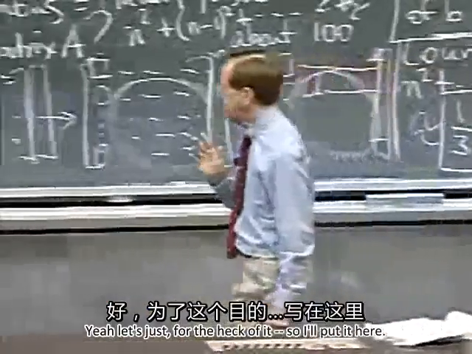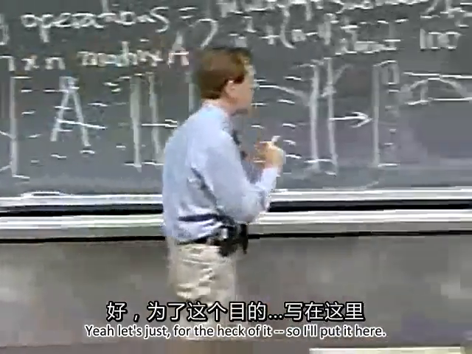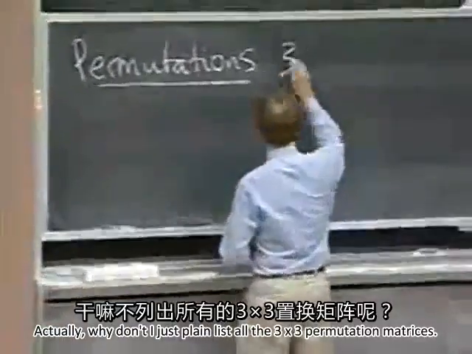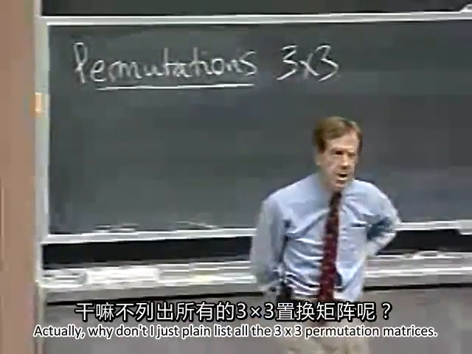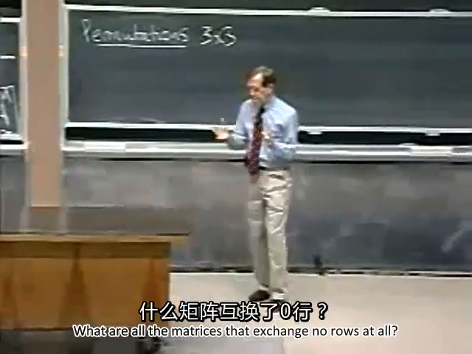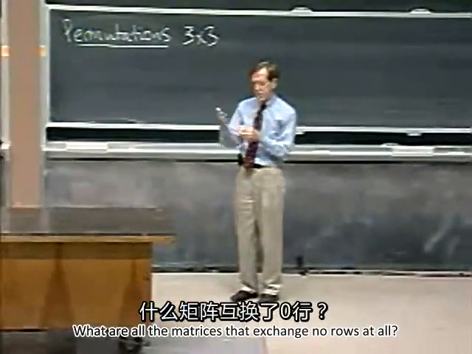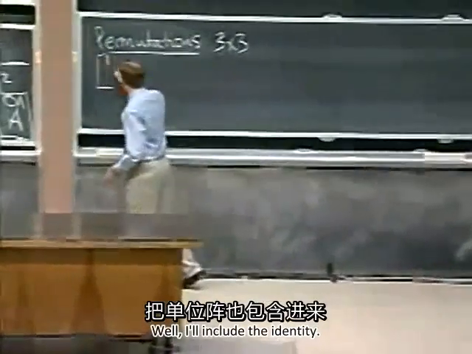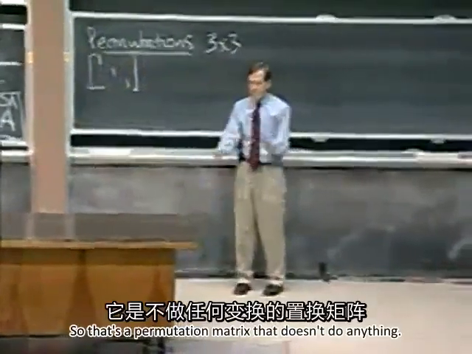Yeah, let's just, for the heck of it, so I'll put it here. Let me do 3 by 3. Actually, why don't I just plain list all the 3 by 3 permutation matrices? There are a nice little group of them. What are all the matrices that exchange no rows at all? Well, I'll include the identity. So that's a permutation matrix that doesn't do it.